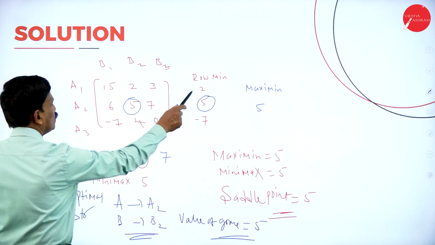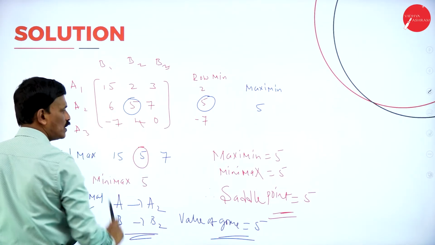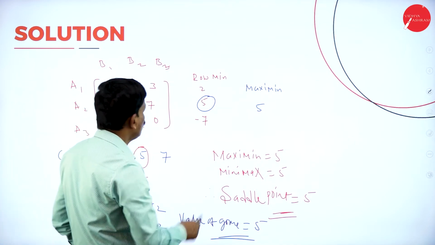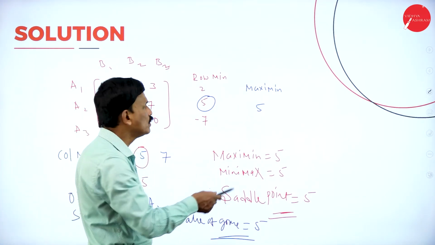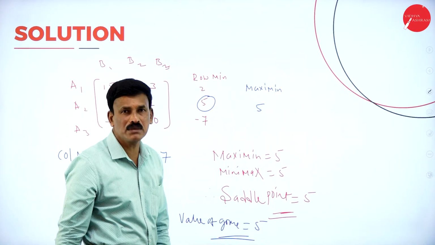So in the first row the minimum value is 2. In the second row the minimum value is 5. And in the third row the minimum value is minus 7. Find out the maximum value in these minimums. The maximum value among these minimums is 5. So that is called maximin.